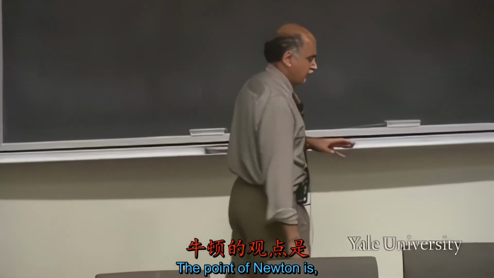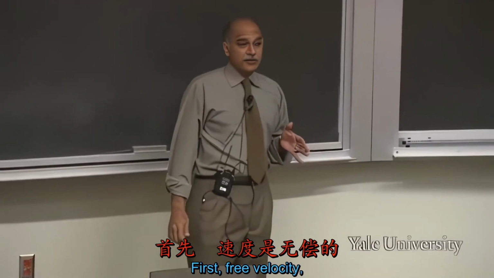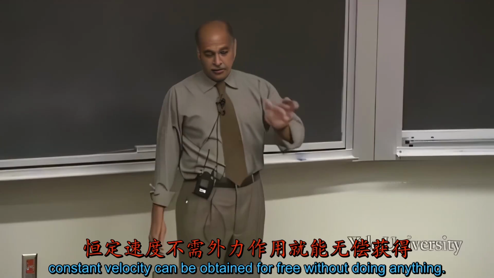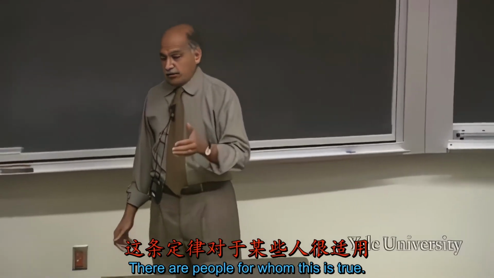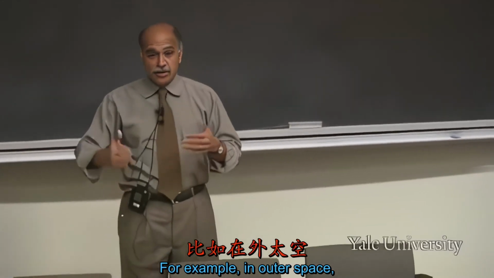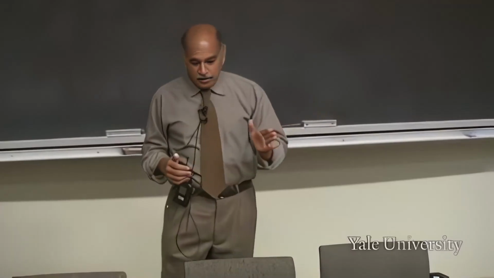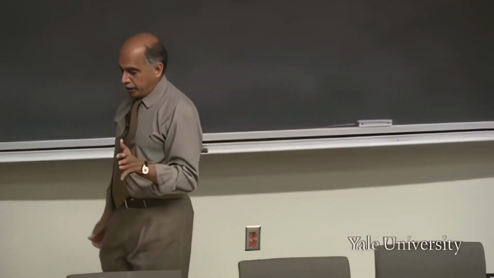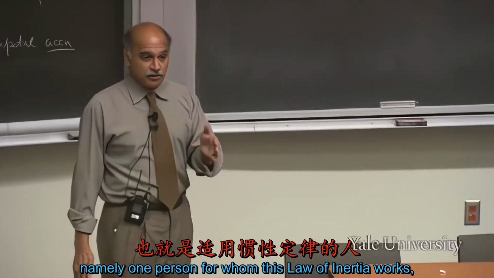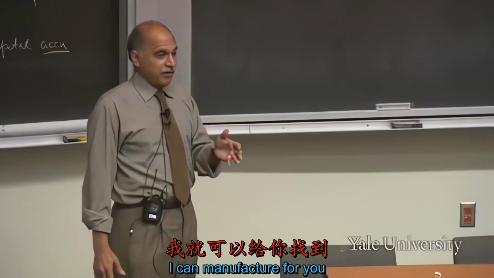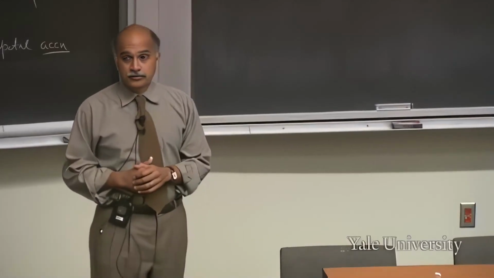The point of Newton is two things in the law of inertia, which one may think is trivial. First, free velocity, constant velocity, can be obtained for free without doing anything. And there are people for whom this is true. For example, in outer space, if you're an astronaut, you send something, you'll find it goes on forever. Here's another thing. If you find one inertial observer, namely one person for whom this law of inertia works, I can manufacture for you an infinite number of other people for whom this is true.